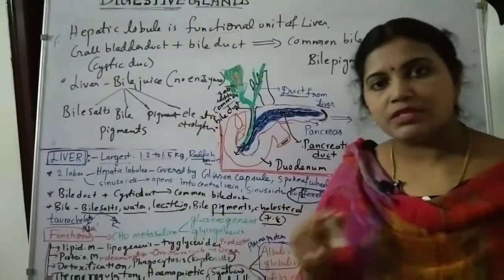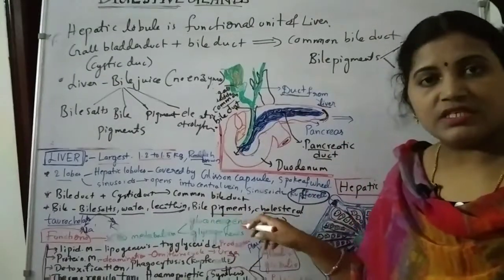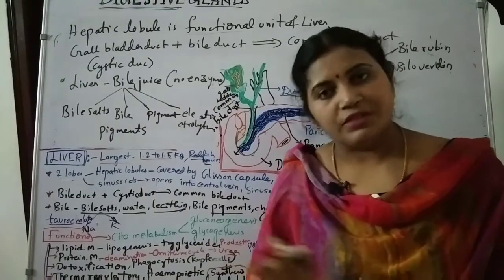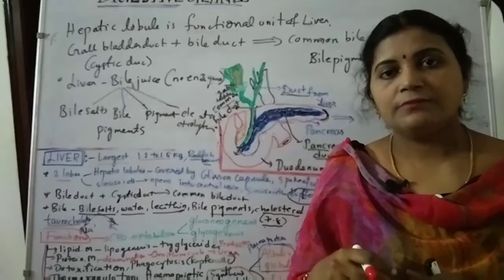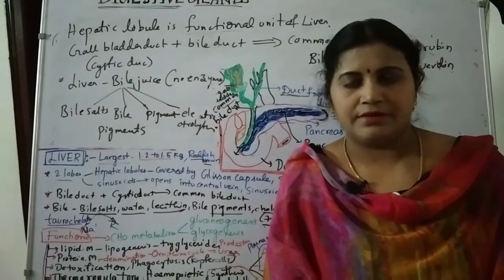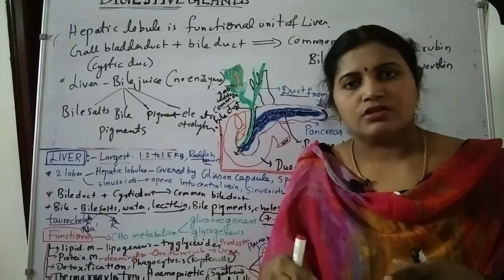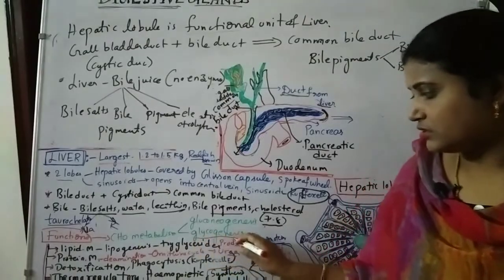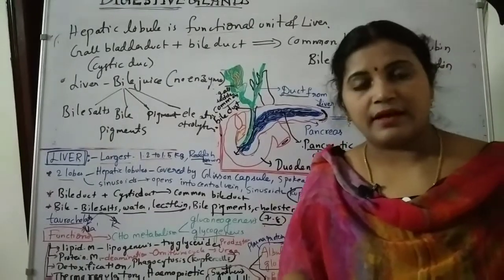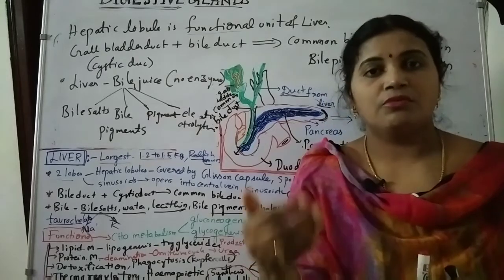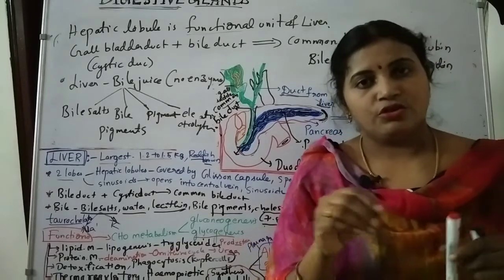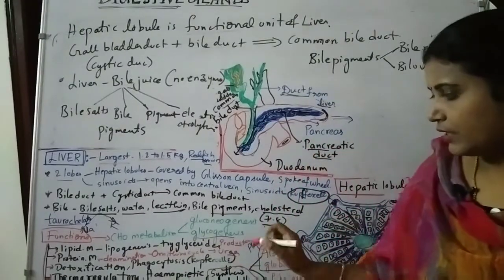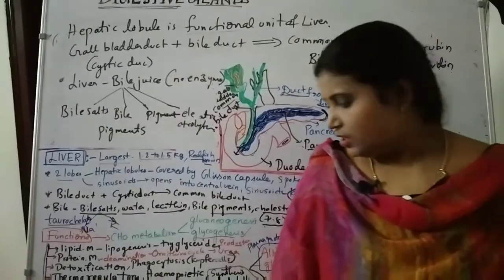So carbohydrate metabolism means two functions. One is gluconeogenesis. Gluconeogenesis means new glucose molecules are formed from the breakdown of glycogen. This happens when the glucose level decreases in the blood; glycogen is broken down and releases glucose molecules. After that, glycogenesis. Glycogenesis means if more glucose molecules are present in the blood, they are converted into glycogen.